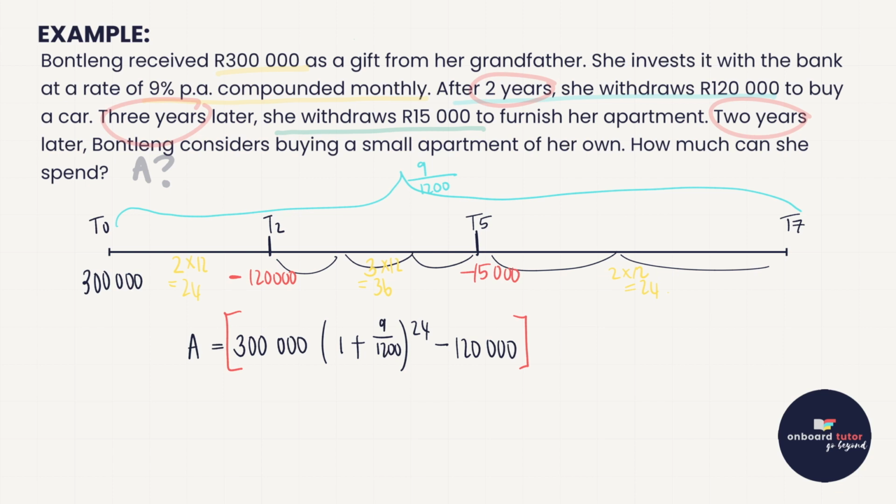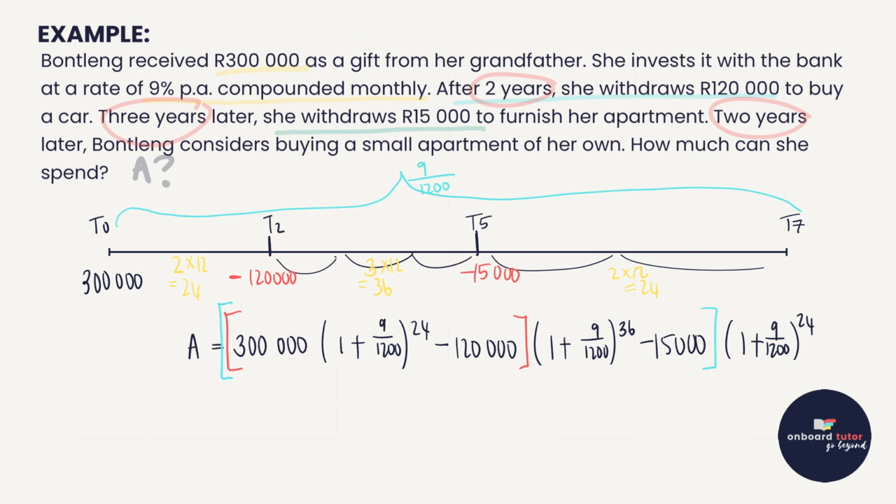So be careful there. These questions require brackets, and we need to make sure we have enough brackets. Okay, 1 plus, we've still got the 9% there for 36 months before she withdraws again, 15,000 Rand. And now all of what's gone before needs to be bracketed in because it becomes the new present value for the final stretch of the investment where the interest rate remains the same for 24 more months.